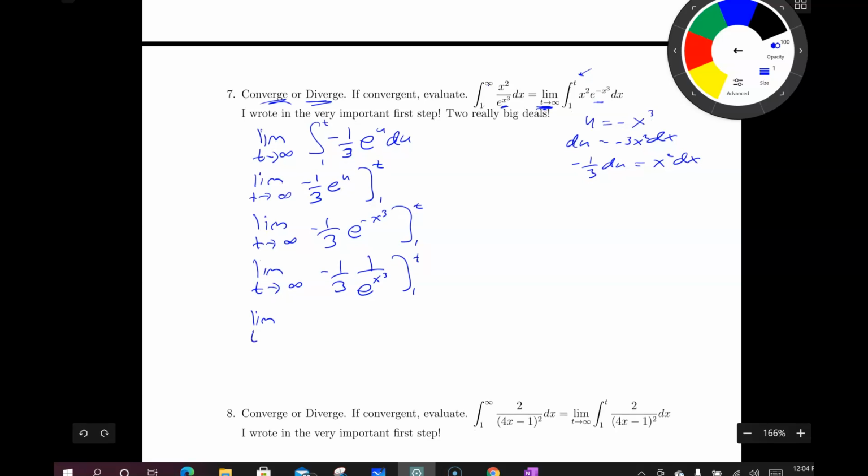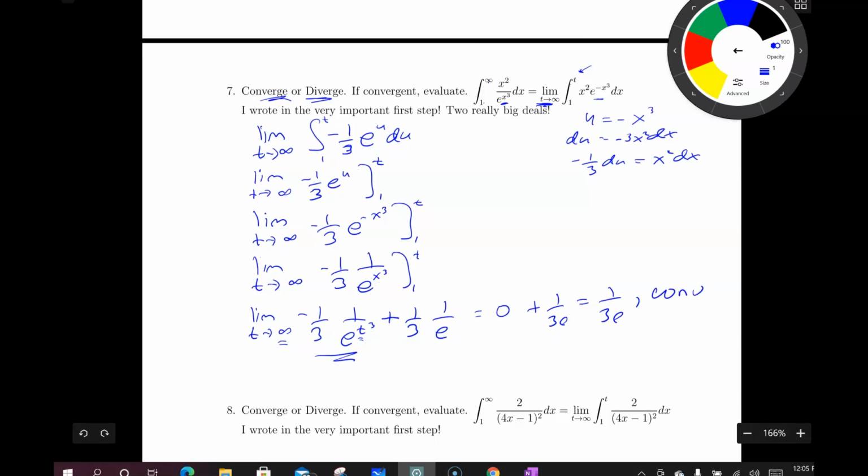Now I'm going to plug in my limits of integration. So I have negative 1/3 e to the t cubed, subtract a negative 1/3 1 over e. All right, now let t go to infinity. T's going to infinity. This whole term will go to 0, and then I'll have 1 over 3e. So 1 over 3e, convergent.